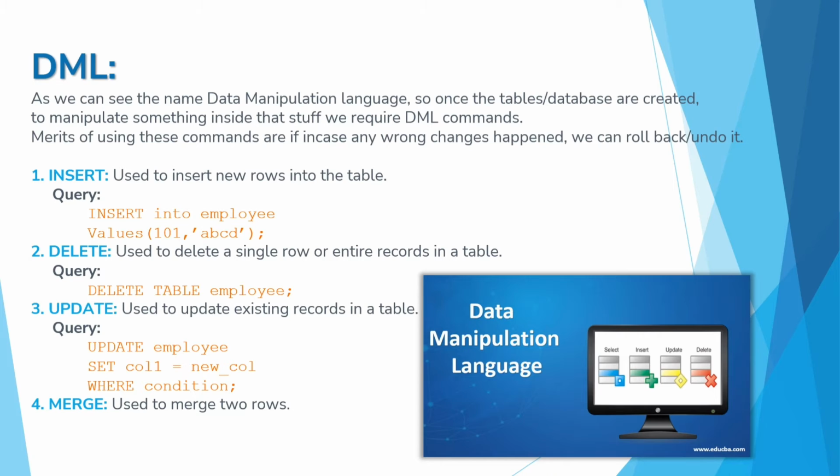Here col is the column attribute which we need to update. New_col is the record which we are going to update with. So if the condition is satisfied, then the record is updated. Next, the MERGE command is used to merge two rows.